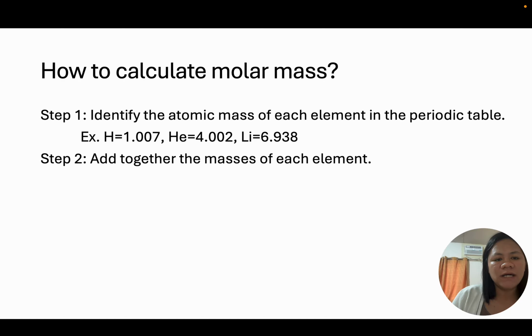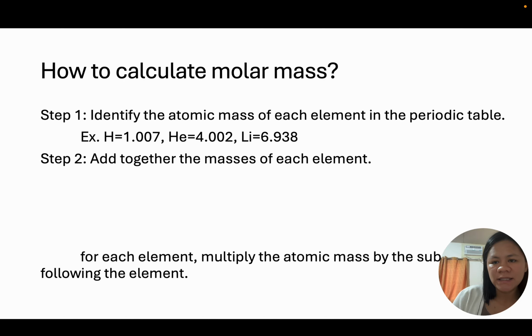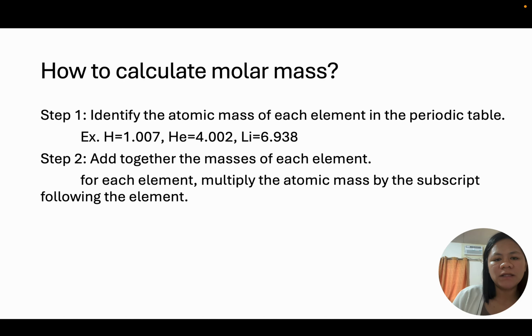Next step, add together the masses of each element. So for each element, multiply the atomic mass by the subscript following the element. So you already know this. Yung maliit na number, no, sa katabi ng element, so whatever is that number, you have to multiply it with the given atomic mass or atomic weight.